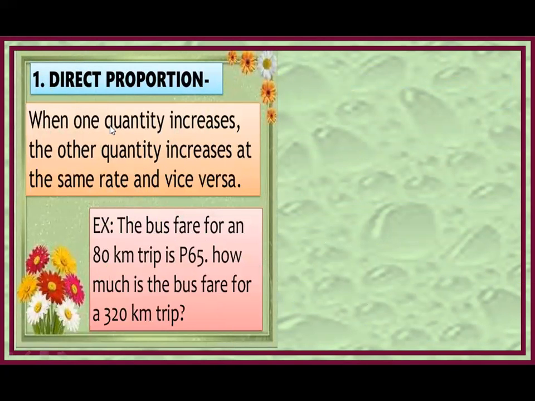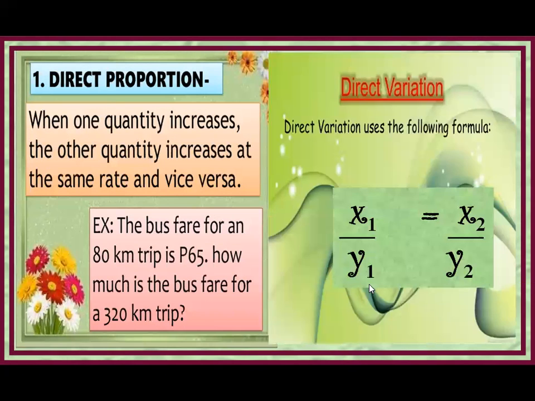Direct proportion. When two quantities are compared, when one quantity increases, the other quantity also increases at the same rate, or vice versa. So one decreases, the other also may decrease. So in such cases, they are called as direct proportion. So the bus fare for an 80-kilometer trip is 65. How much is the bus fare for 20-kilometer trip? So if the distance is going to be increased, even the cost is going to be increased. So direct variation uses the following formula: x1 by y1 is equals to x2 by y2. That is, in case if any one quantity is missing, you can find out using this formula.